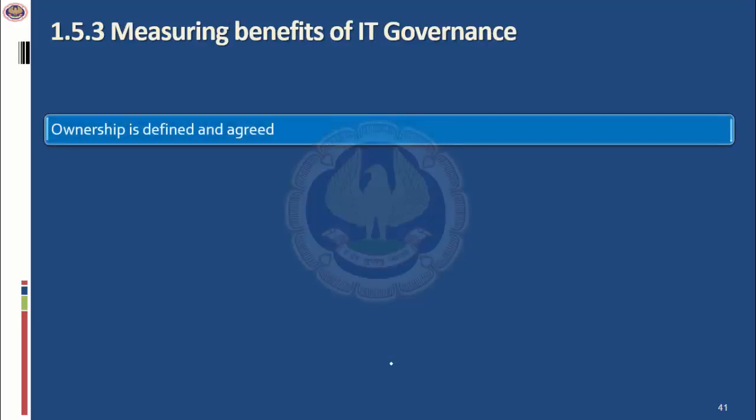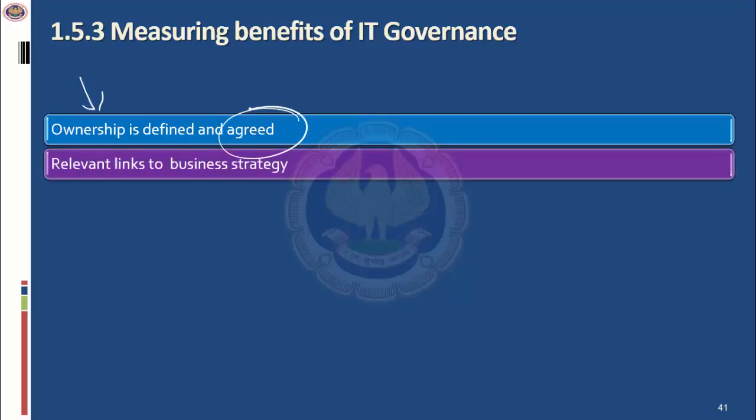How to measure the benefits of IT governance? So if you go to an organization, you want to check whether they have IT governance in place. These are some of the factors you'll find. One, you find there's a clear definition of ownership, which means it's clearly established who will do what, and this is not just oral, this is also documented in writing.